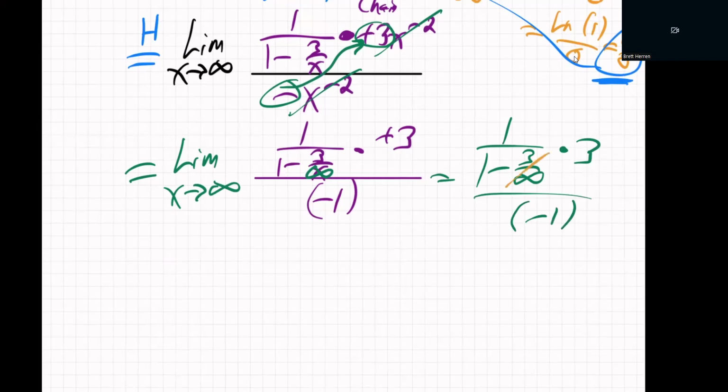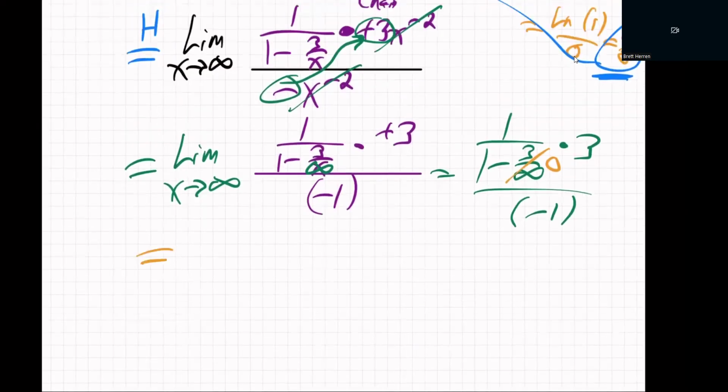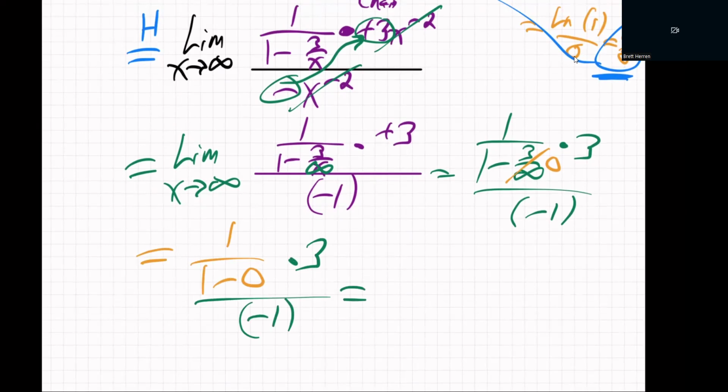This is 0, right? Because anything over infinity is 0. So we did the limit. So this is 1 over 1 minus 0 times 3 over negative 1, which is what? 1 over 1 minus 0 is 1 over 1. 1 times 3 over negative 1, which is negative 3.